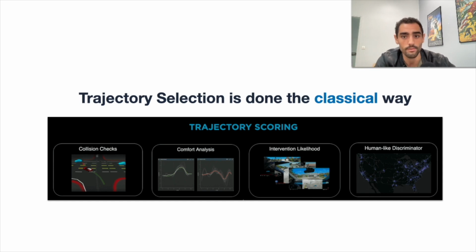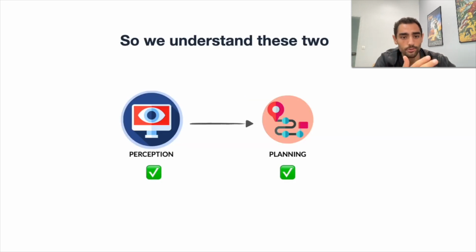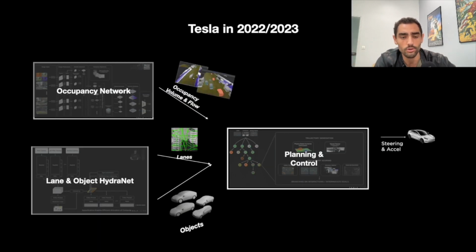And that's going to be a problem because nobody stops at stop signs. So this is perception and planning. If you're looking at the architecture in 2022 slash now, this is what they have in production today. They have occupancy network plus lane and object Hydronate, and that gives lane, object, occupancy to that planning and control module that is done with the Monte Carlo plus a neural network to speed up things.